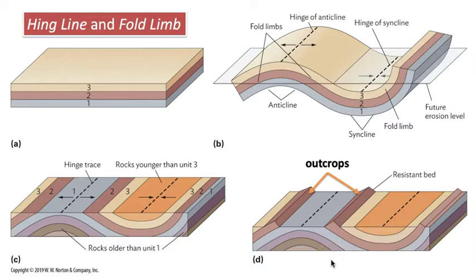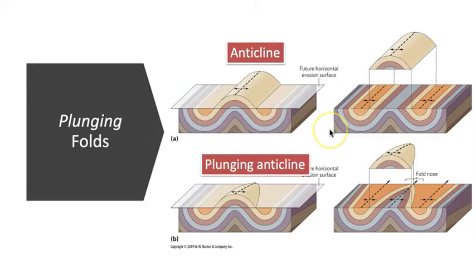Strata more resistant to erosion may stand out topographically as outcrops of rock. When the fold axis has been tilted by tectonic stresses, the fold is called a plunging anticline or plunging syncline. This in turn will influence how the strata interacts with Earth's surface.